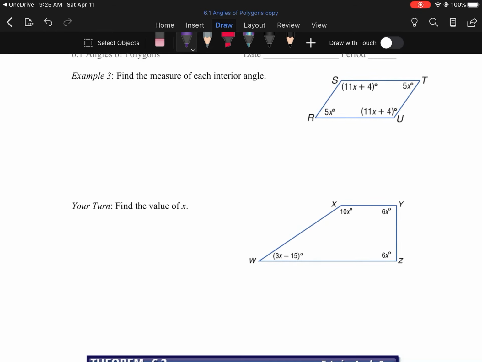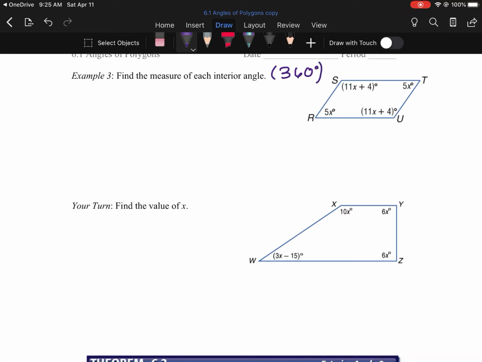Example 3, find the measure of each interior angle. Okay, so each interior angle. Now, I don't know if you know this or not, but a quadrilateral adds up to 360 degrees.